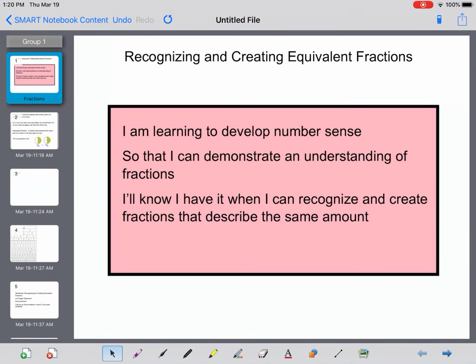Today's lesson title is Recognizing and Creating Equivalent Fractions. Our learning intention and success criteria are: I am learning to develop number sense so that I can demonstrate an understanding of fractions. I'll know I have it when I can recognize and create fractions that describe the same amount.